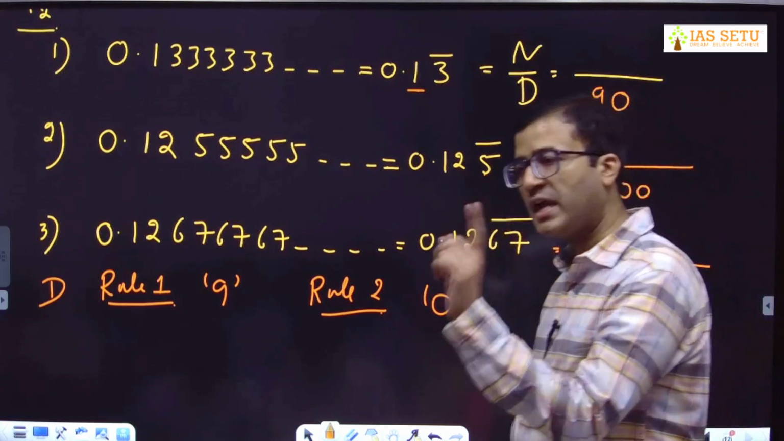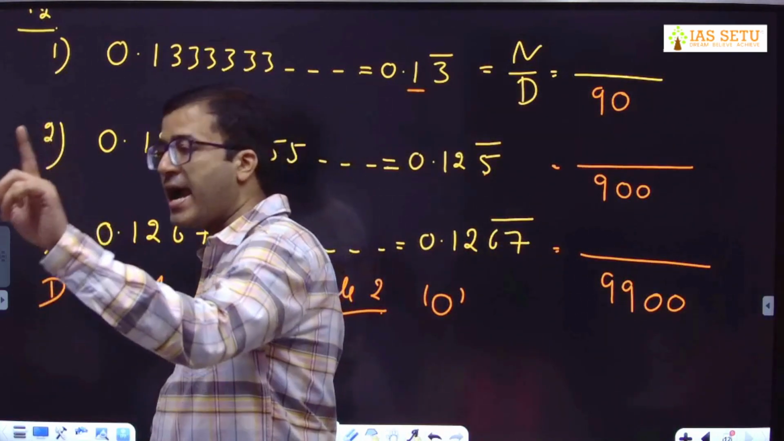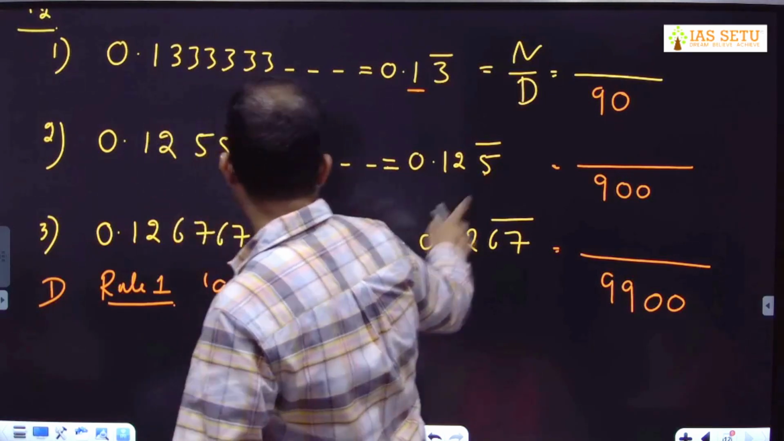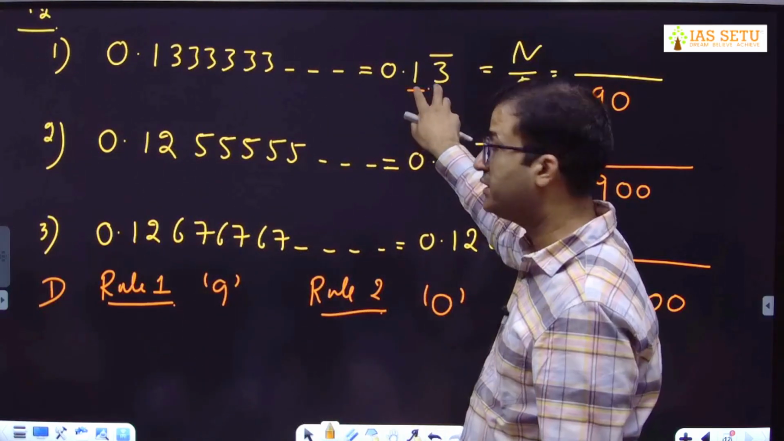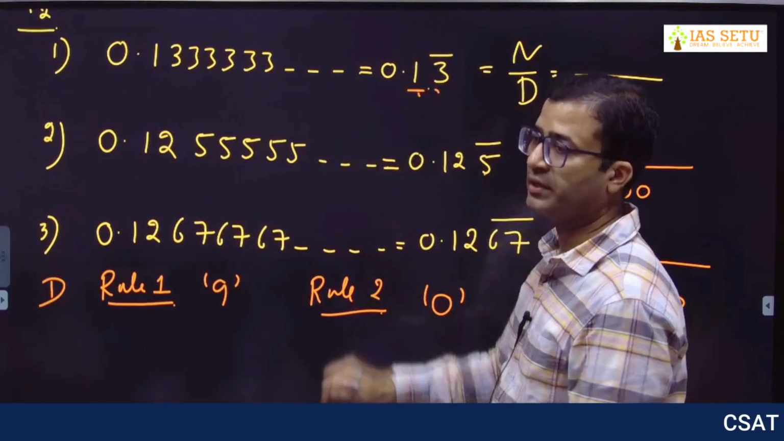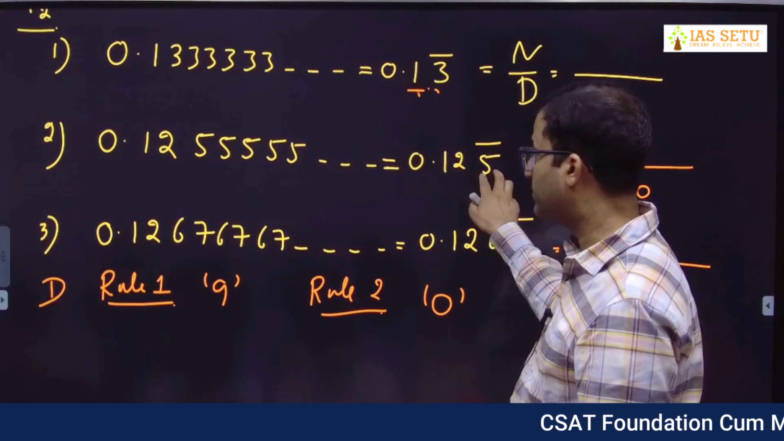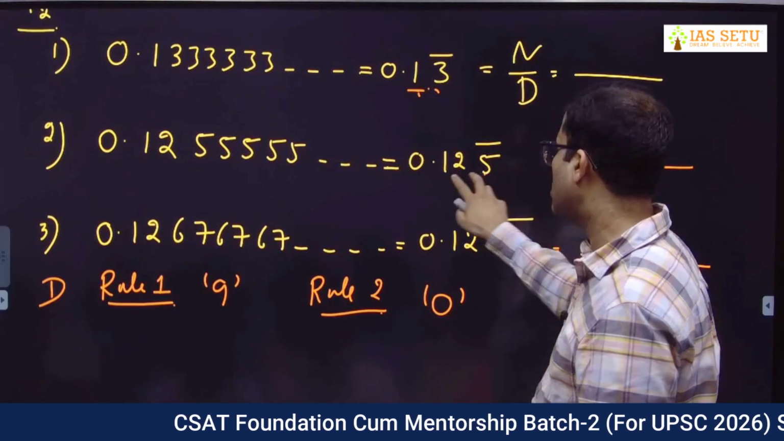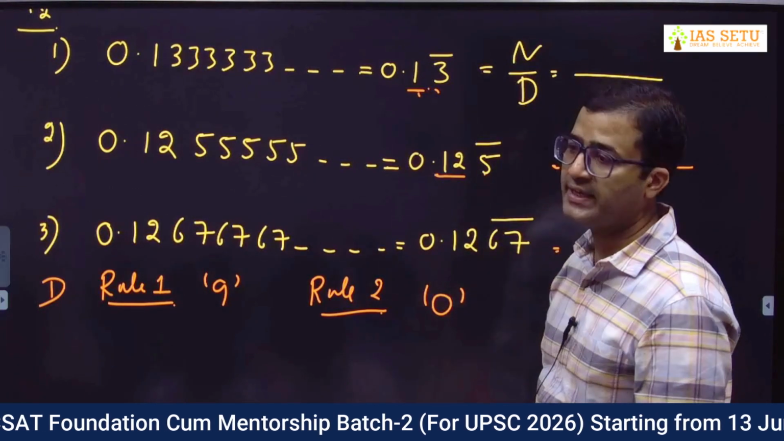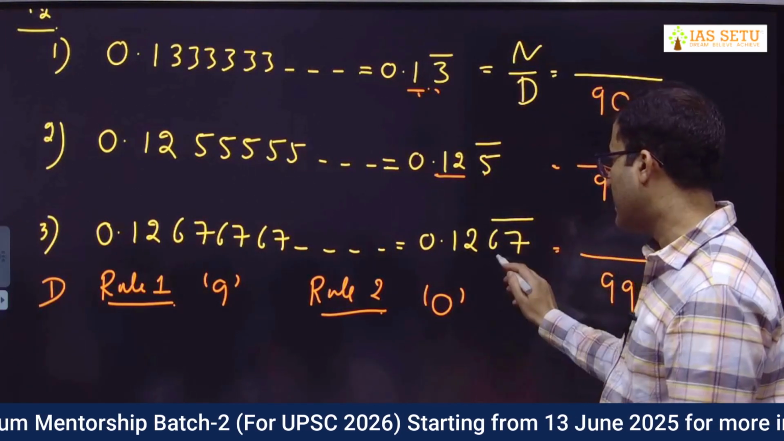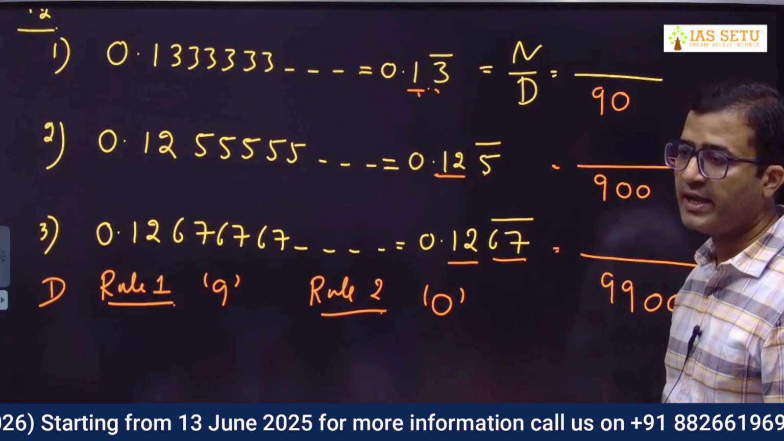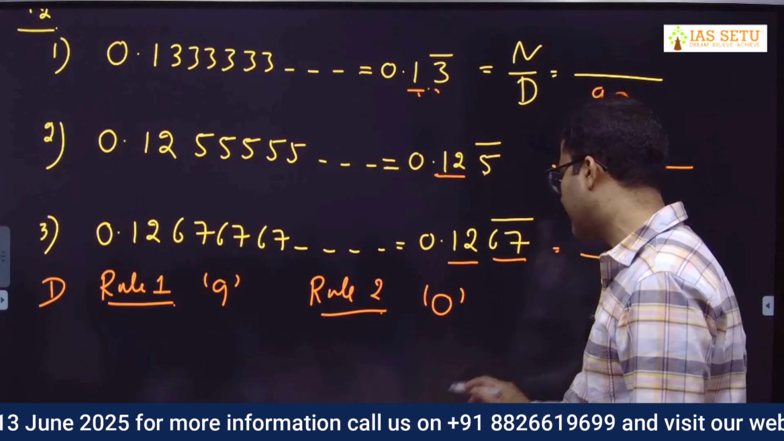We have 2 things, 9 and 0. As many 9s as many digits under the bar, as many 0s as many digits between decimal and recurring part.